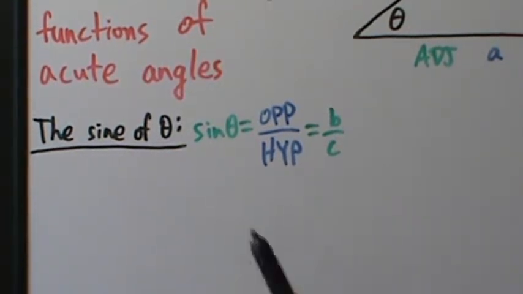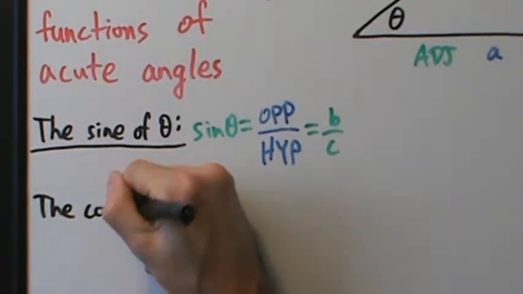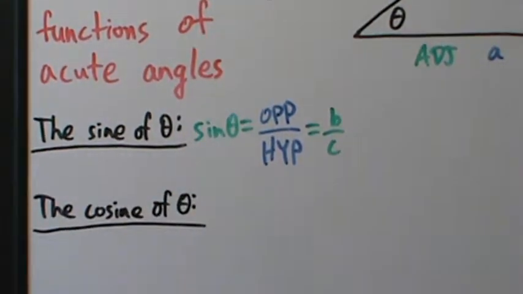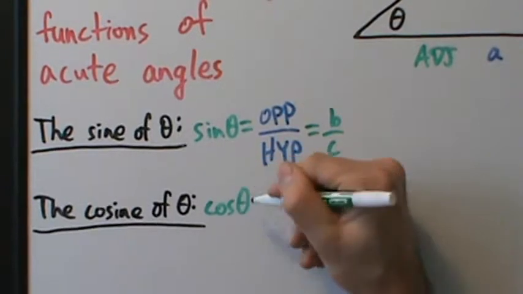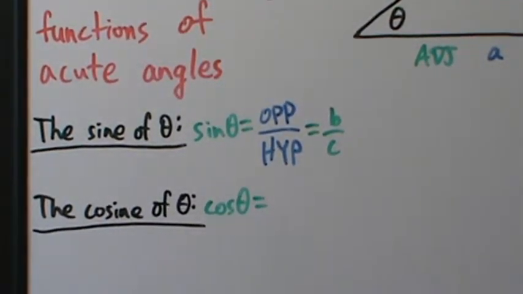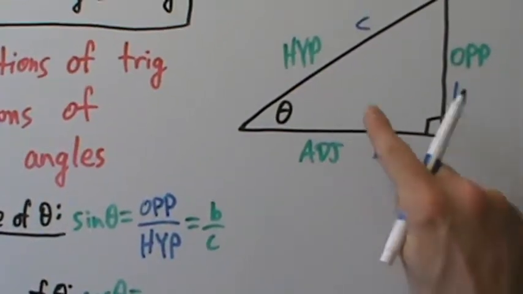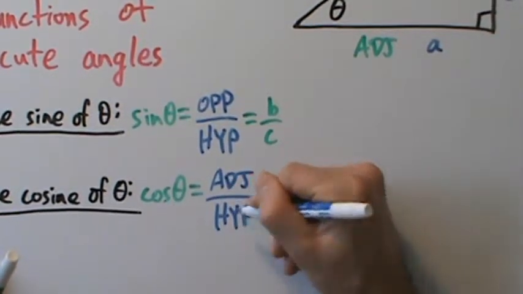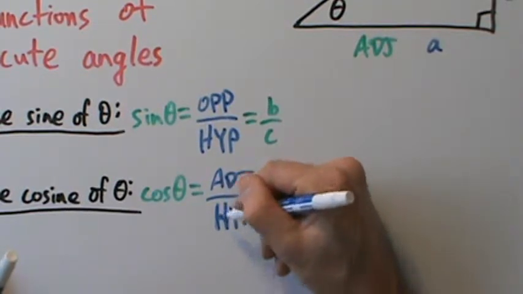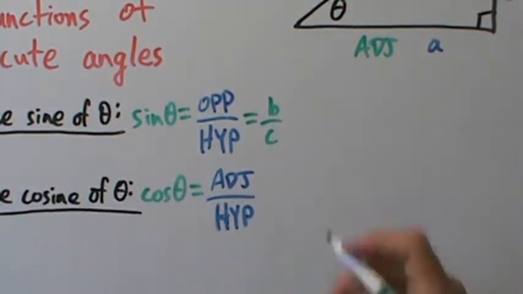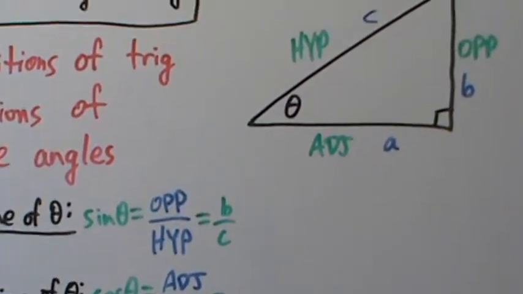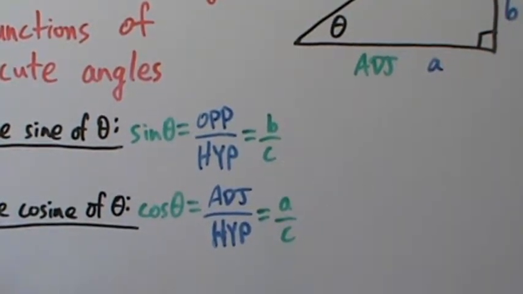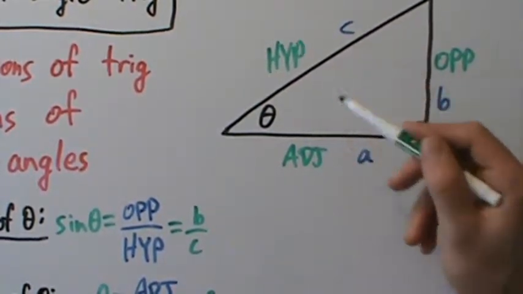What we want to talk about now is the cosine of theta. So the cosine of theta is next. And that is denoted cos of theta. And that's defined to be the adjacent divided by the hypotenuse. So if you're wondering about these, where do these come from? Why are these the way they are? These are really just definitions. There's no proof or anything behind them. There is some history there, but we don't want to get too hung up on that. But anyway, cosine of theta is always the adjacent over the hypotenuse in a right triangle. And for this particular triangle, that's A over C. Okay?